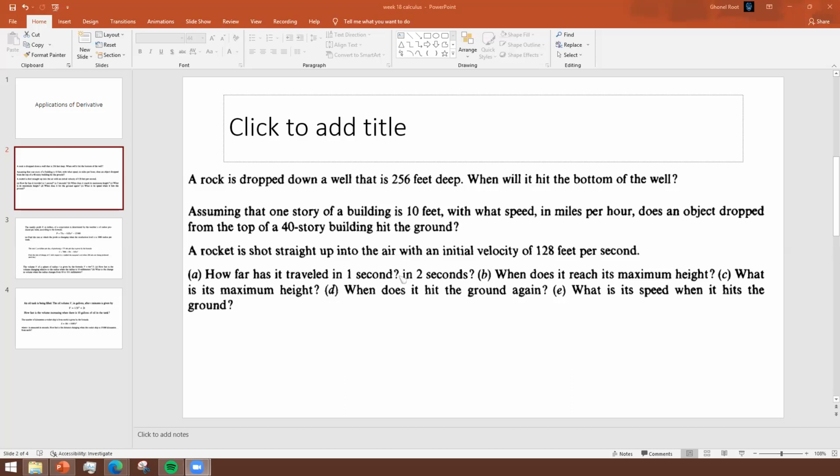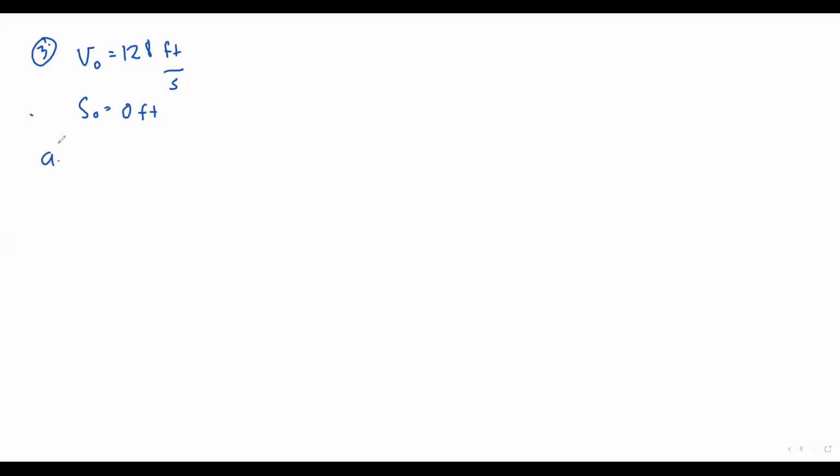How far has it traveled in 1 second? So, gaano na kalayo yung na-travel niya in 1 second, tsaka in 2 seconds. So first, A. What is this S? Okay. When T is equal to 1, T is equal to 2. Diba? Ano yung final velocity niya in 1 second? Ano yung final velocity niya in 2 seconds? Okay. Next tayo.